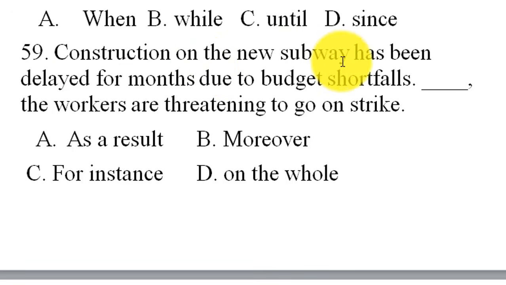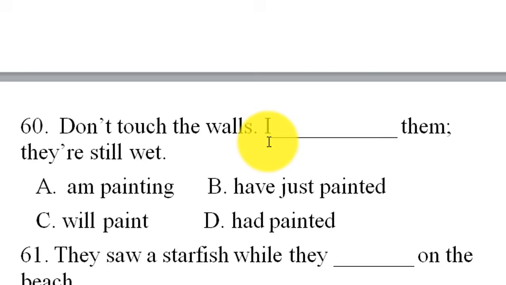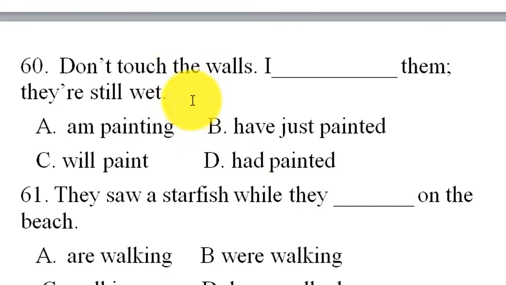Construction on the new subway has been delayed for months due to budget shortfalls. One, exactly. The workers are threatening to go on. Yeah, exactly. Moreover, one of the budget and because the workers. Moreover, fine. Don't touch the walls.